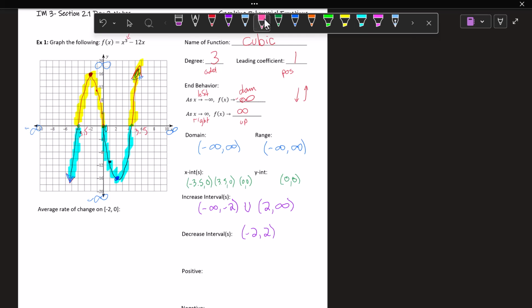So it's positive in the yellow. It starts at -3.5 approximately, right there, right there. And it's positive, positive, positive, positive all the way down to 0. Union, it picks back up at 3.5, and then it keeps going on forever, so infinity.